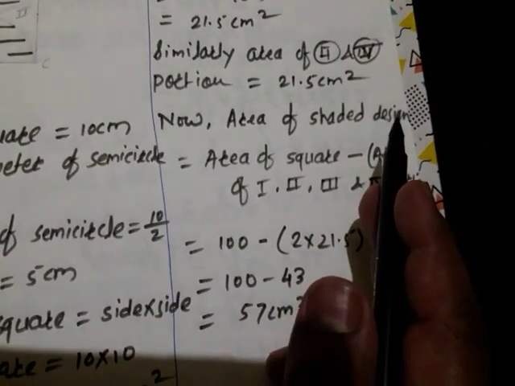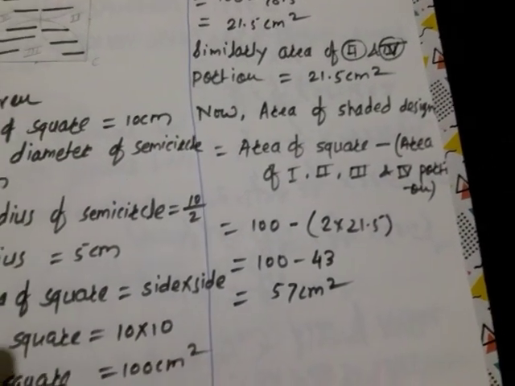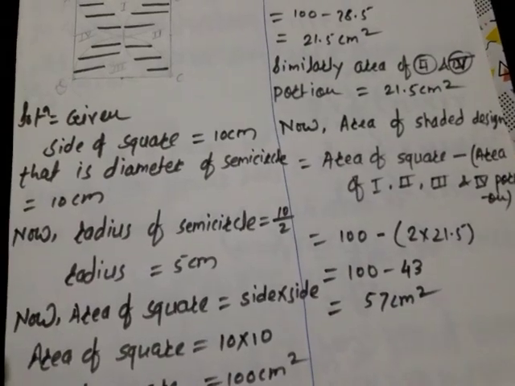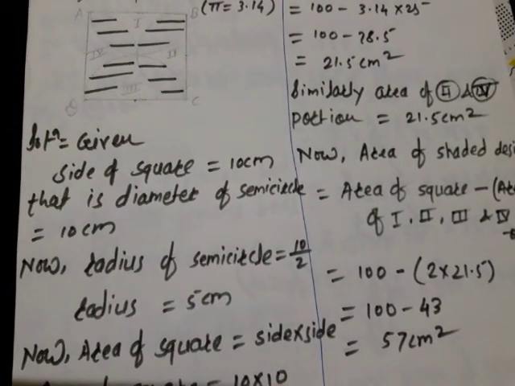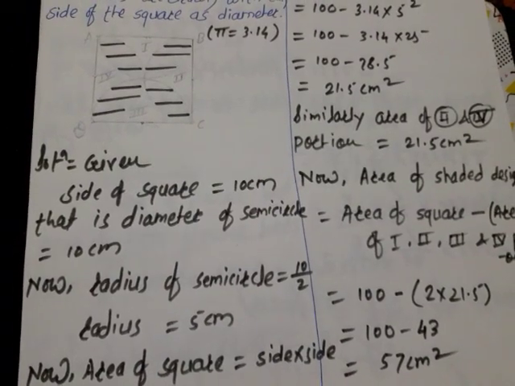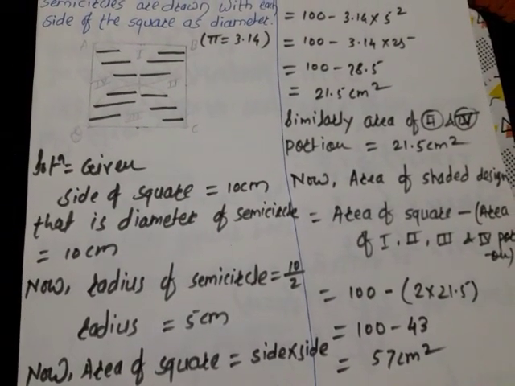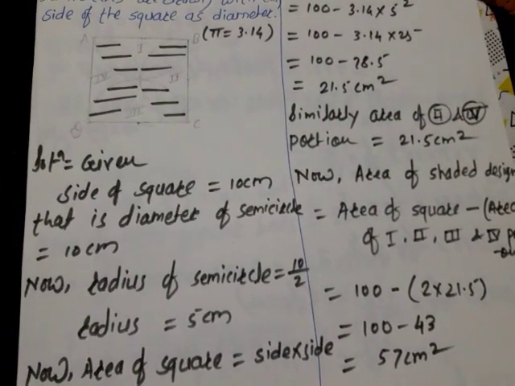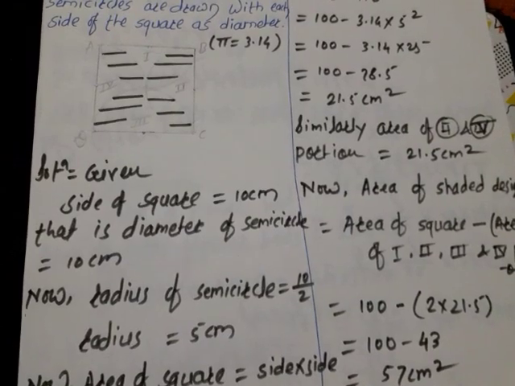Means area of this shaded design is equal to 57 centimeter square. I hope you got an idea about those examples. Examples like that are there in your textbook, in your exercise also. You try to solve those examples. Whenever you try your level best, I am 100% sure you will get the answer to the respective question. Remaining examples will continue in the next video. Thank you.